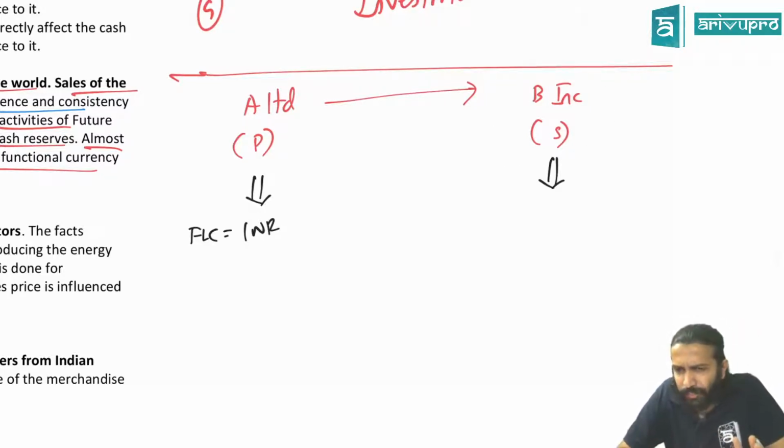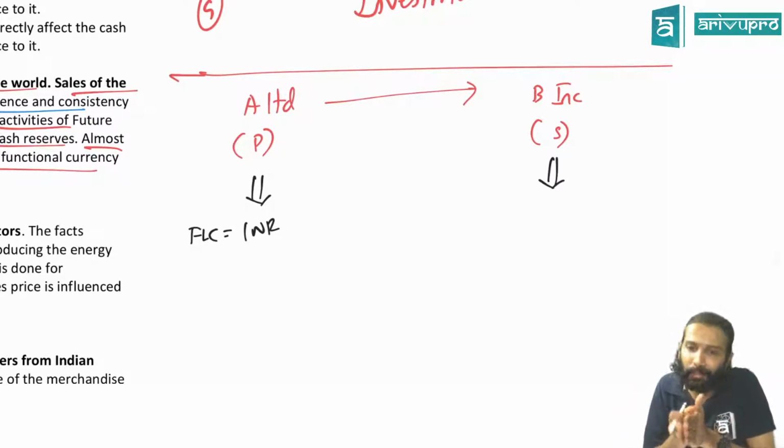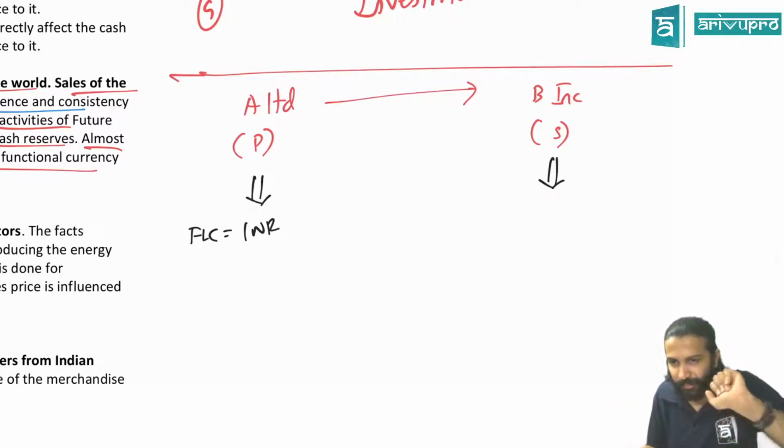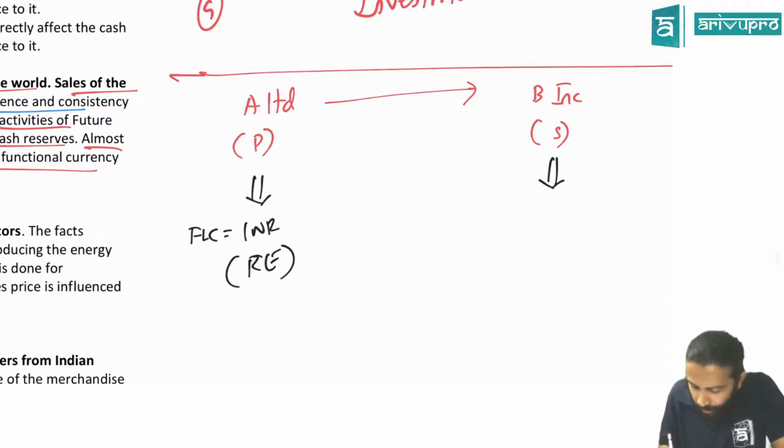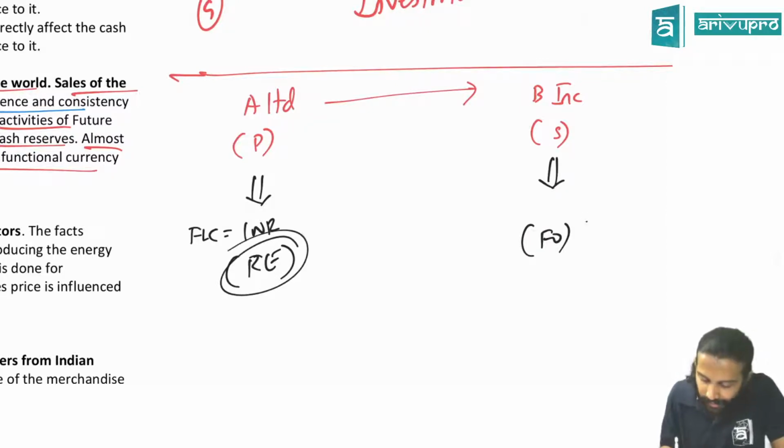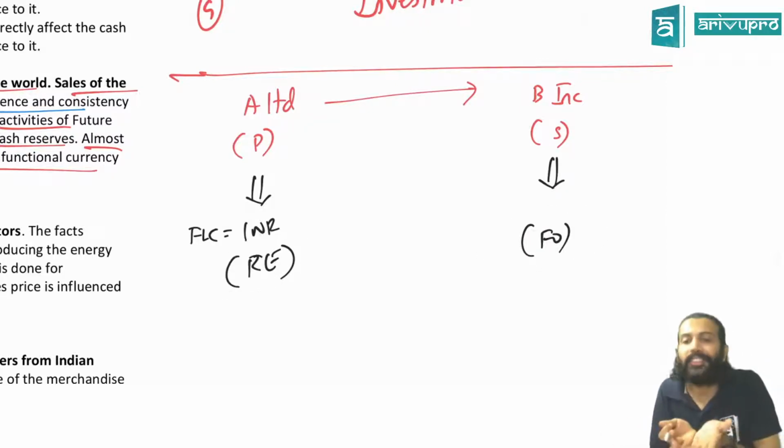Does it mean its functional currency also should be dollars, or could it be different? Could be different. That's what we learned in the previous example. Just because you're operating in a particular country does not mean functional currency and presentation currency are the same. They could be different. Now we are trying to identify when can you say A Limited is the reporting entity, the main company, and this is a foreign operation. When can you say the reporting entity and the foreign operation's functional currency is the same?